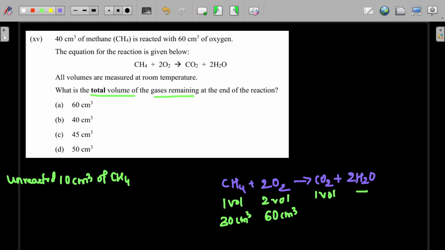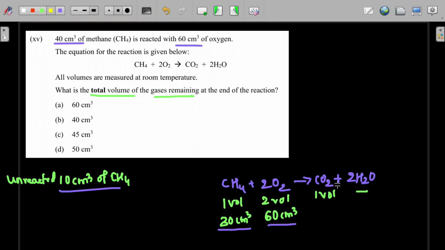One volume needs two volumes. If you are taking 40 cm cube, you need 80 cm cube, but actually 80 cm cube is not there. So now we have to calculate based on the oxygen. You have 60 cm cube, and 2 is to 1, so half of that you have to take. That is 30 cm cube of methane will be utilized. Then the remaining is 10 cm cube. How do we know this? 40 minus 30. You will get 10 cm cube of methane which is unused. This is the first part.